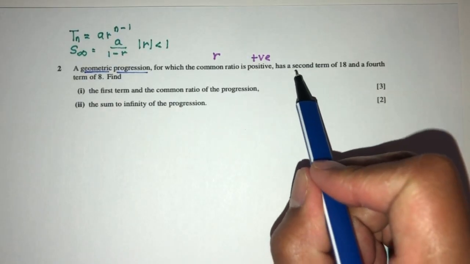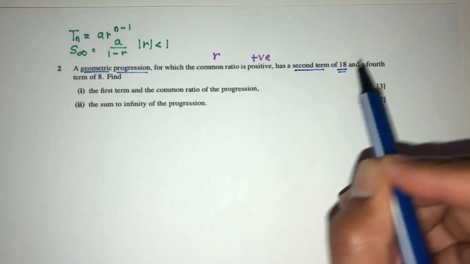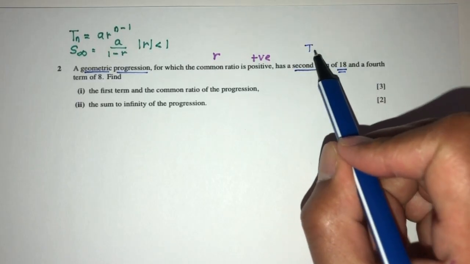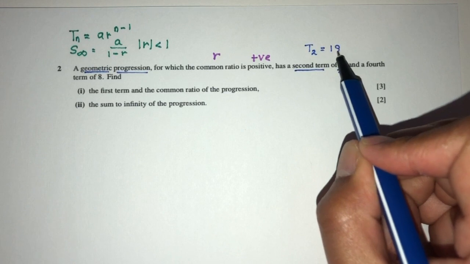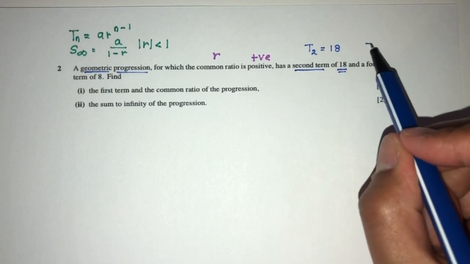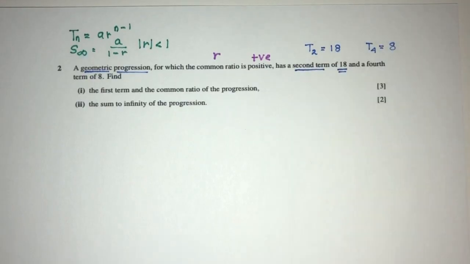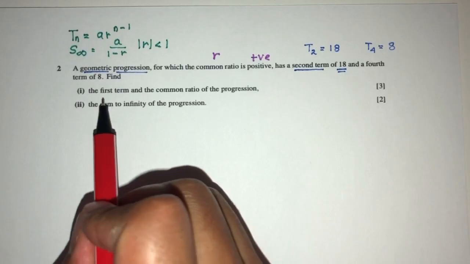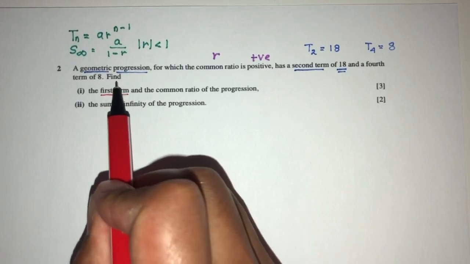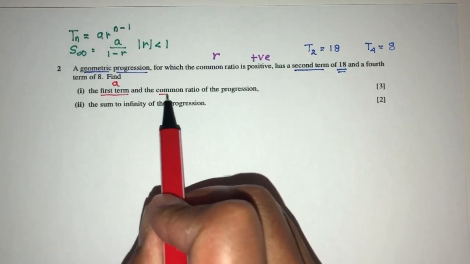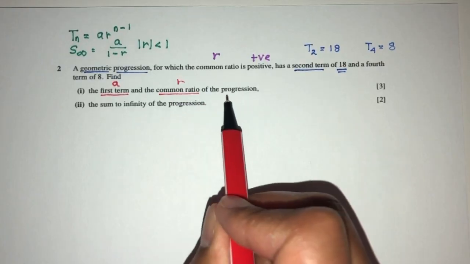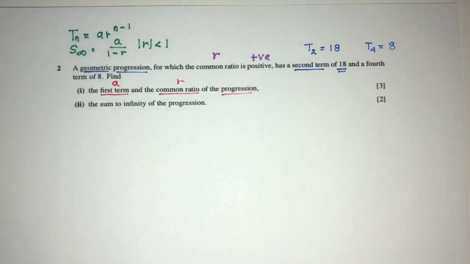Here we have the second term is 18. So second term, t of 2, that will be 18. And the fourth term, so t of 4, that will be the value of 8. So we have these two as given information. So using these information, part 1, we have to find the first term, which is the value of a, and the common ratio, which is the value of r of the geometric progression. So pretty easy using these given values.